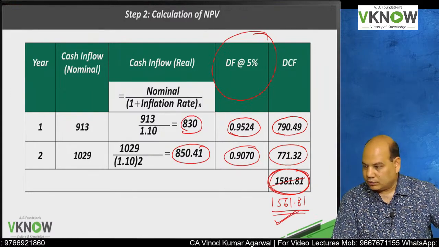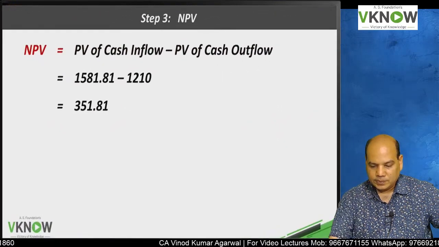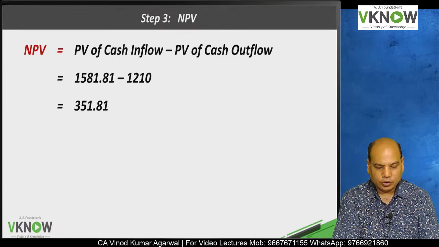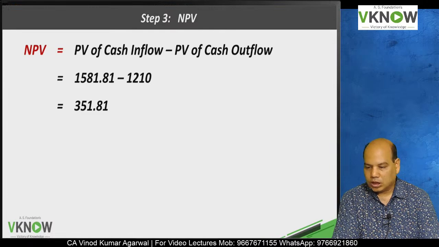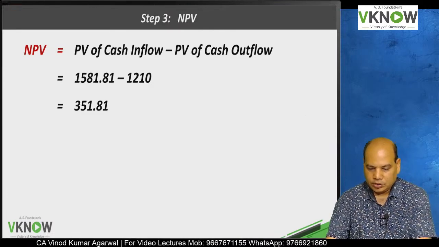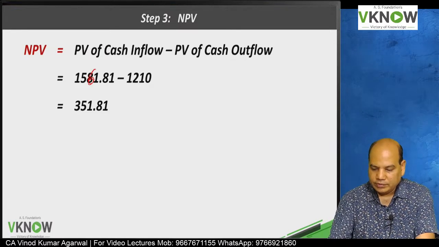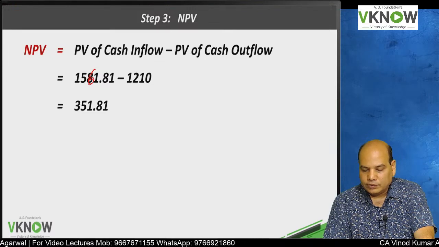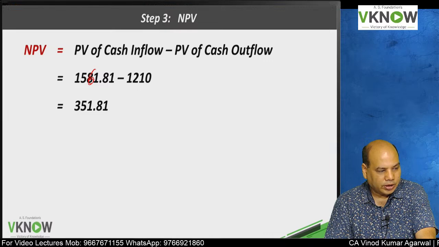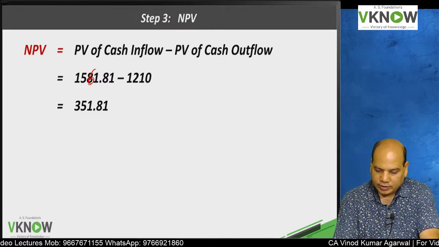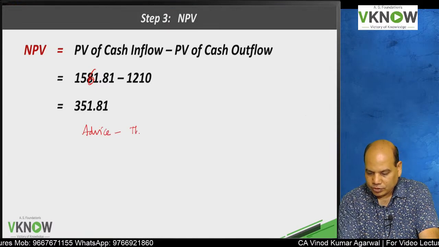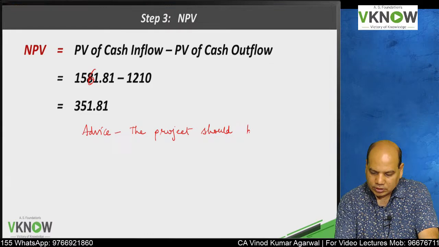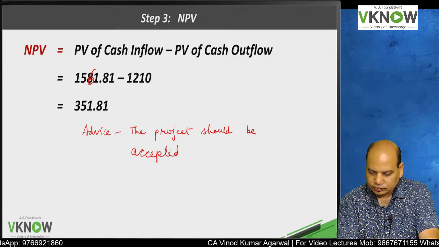Then we'll go to below step number 3, NPV. NPV equal to PV of cash inflow minus PV of cash outflow. PV of cash inflow is 1561.81. 1561.81 minus 1210, and that is equal to 351.81. What is the advice you will write? The project should be accepted. If you are asked a specific method, you can follow that method because NPV is positive.